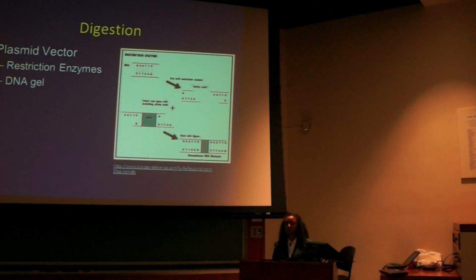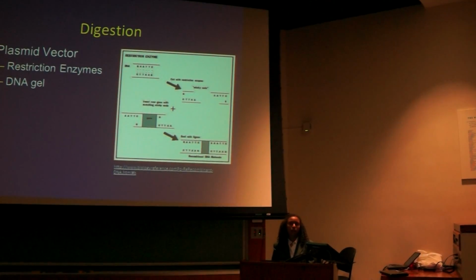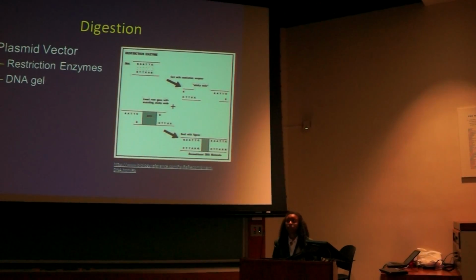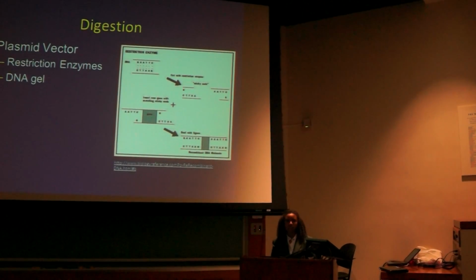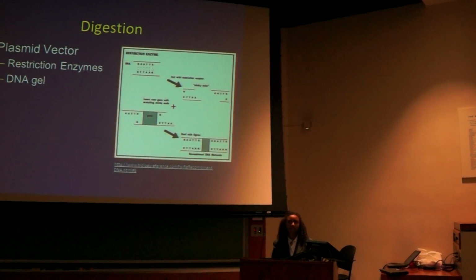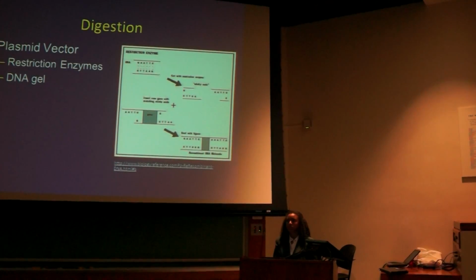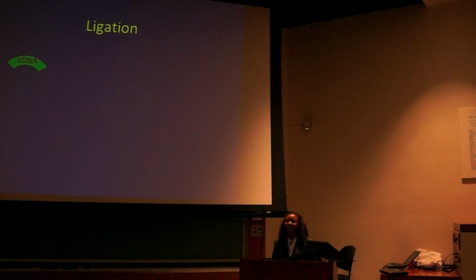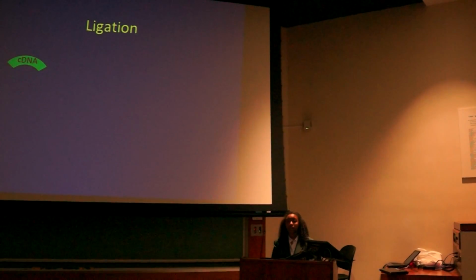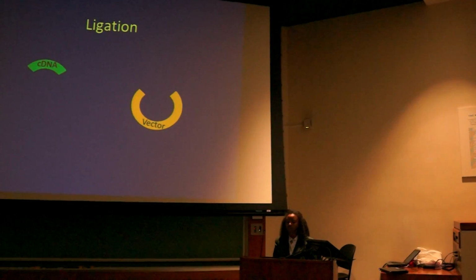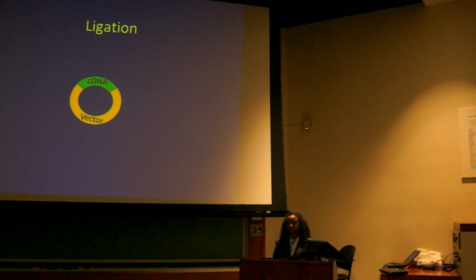During our digestion, we cut our plasmid vectors using restriction enzymes. In our lab, we use the restriction enzymes EcoR1 and BamH1. After the vector is cut, we run it on a DNA gel to make sure it is the proper size to insert our DNA. In a ligation, we do exactly that. We take our complementary DNA and we insert it into our vector.